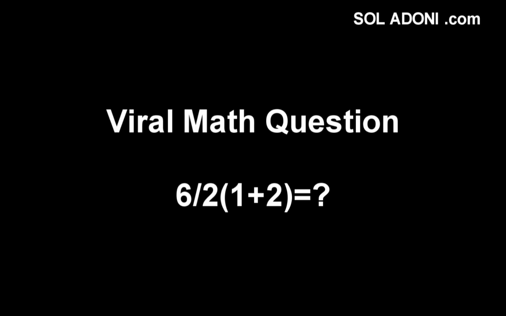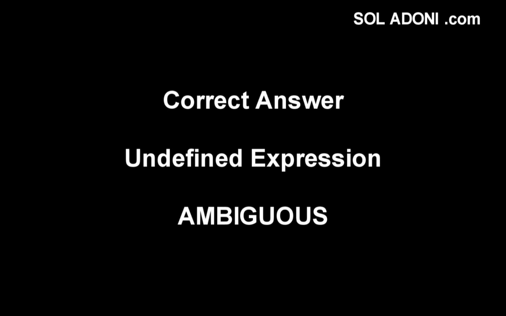What is 6 divided by 2 times the sum of 1 plus 2? This has caused a lot of confusion to people because as written, it's what would be known as an undefined expression. It's too ambiguous to give you one absolute correct answer. So depending on the conventions of mathematics that you use to try to come to a solution, there are 2 solutions.